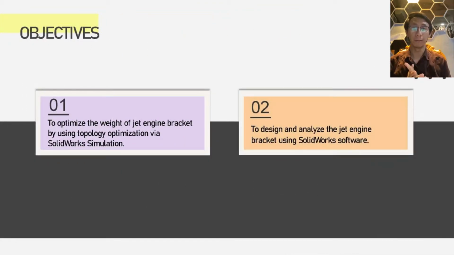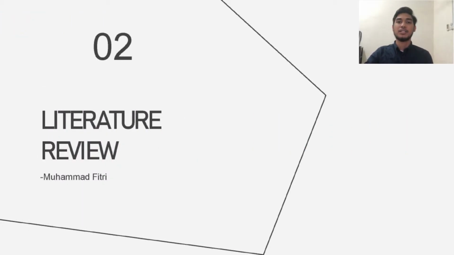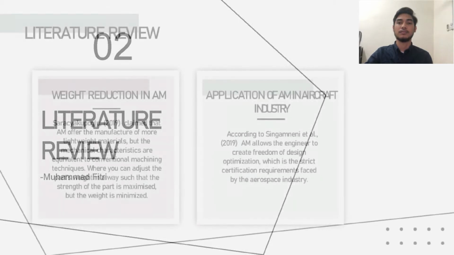For the objective, the main reason why students write an objective is to let the audience know the aim of the project. First, to optimize the weight of the jet engine bracket by using topology optimization via SolidWorks simulation. Second, to design and analyze the jet engine bracket using SolidWorks software. My literature review covers research about weight reduction in AM, application of AM in the aircraft industry, design complexity offered by AM, and topology optimization.